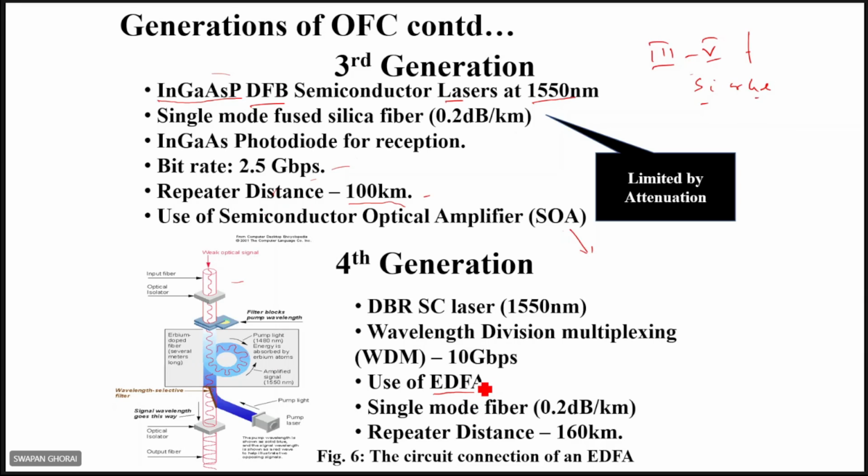This is used in fiber systems. For single mode fiber, the loss is around 0.2 dB or less, 0.1415 dB per kilometer. Also, it is being used in fourth generations. Repeater distance is larger than the previous case. So mainly the fourth generation is based on WDM systems.